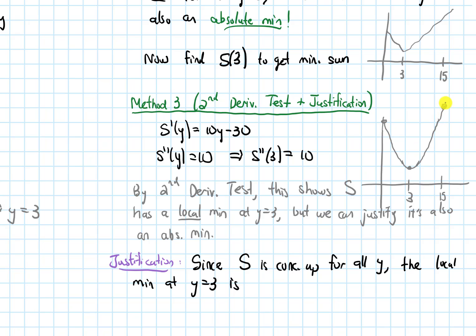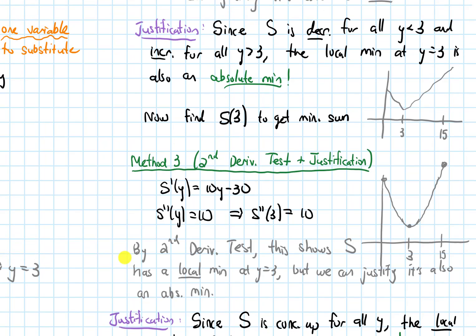There's no way my function could have turned around to get lower, because if it turned around, it would have had to switch concavity. But this doesn't. This stayed concave up the whole way. So because of that, this local min is also an absolute min. So that's how the justification in method 3 works.